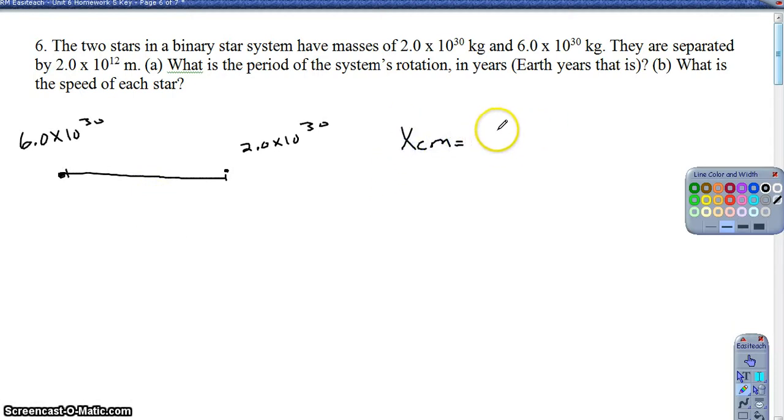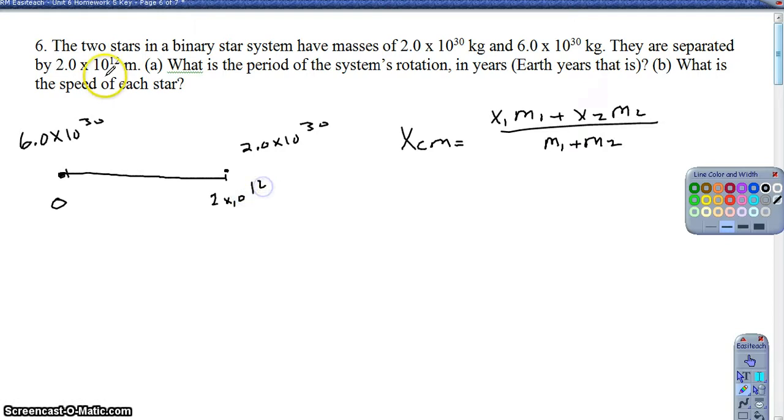As we've seen before, the center of mass is my first position times mass 1 plus my second position times mass 2, divided by the total mass of the system, m1 plus m2. In this case, they don't give us initial positions, but I can choose one of these to be 0 and the other to be the full distance away. So I'll choose the 6.0 times 10 to the 30th to be at a position of 0. Then the 2 times 10 to the 30th would be at a location of 2 times 10 to the 12th, the total distance, so 2 times 10 to the 12 meters away.